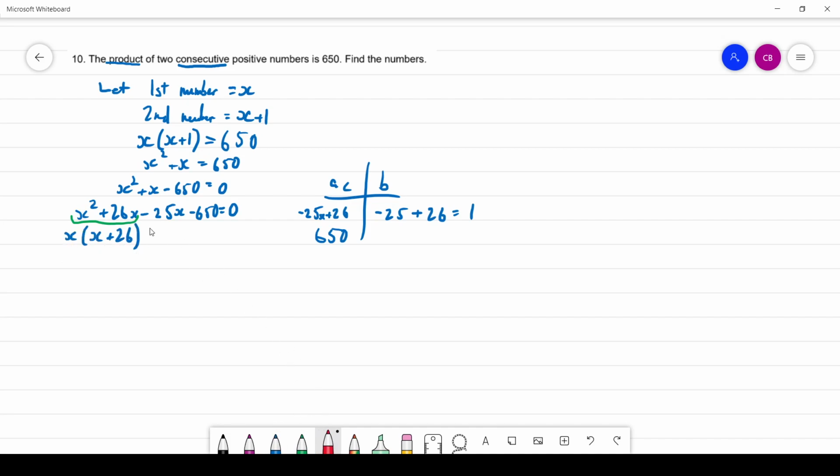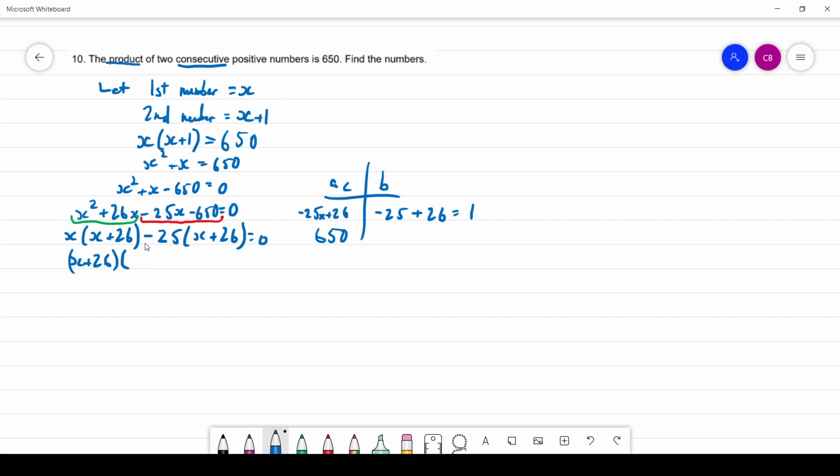And then the second two terms, well, these are both negative, so we can take a negative out the front. Negative what though? Negative 25. And we'll be left with x plus 26 equals 0. If you're not sure, double check. Negative 650 divided by negative 25 should give you positive 26. Now, my brackets, they're the same. I will take my x plus 26 out the front, and what am I left with?